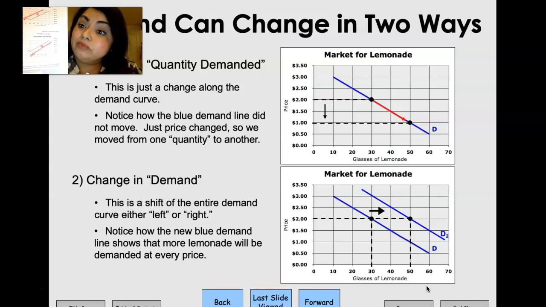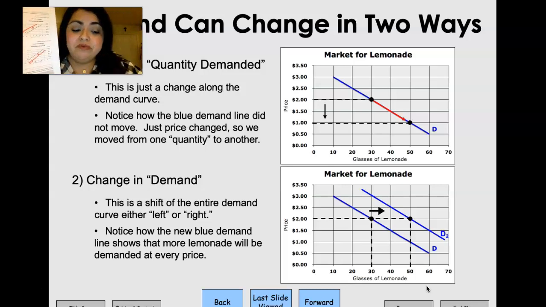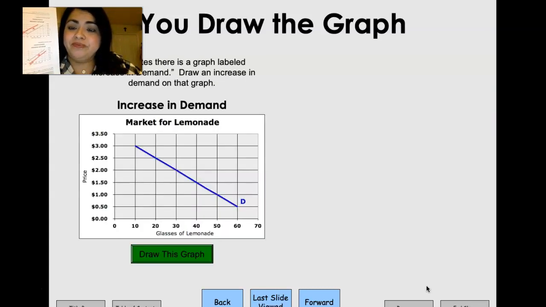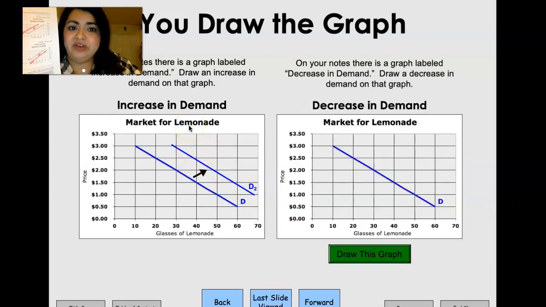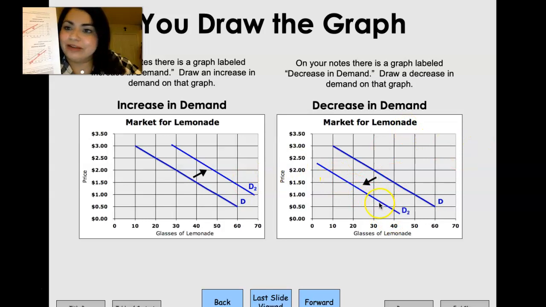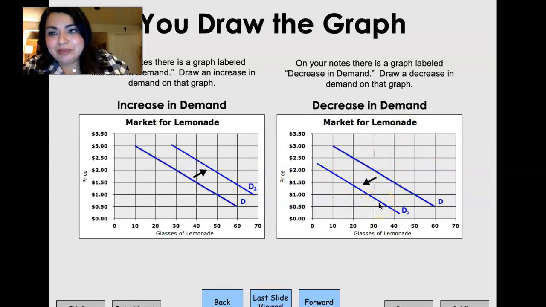Very, very simple. If the demand is going up, the line is to the right with an arrow going up. If demand is going down, the line is to the left with an arrow going down. Very, very straightforward. So here's an example. Increase, line to the right. Decrease in demand, line to the left. That's it. I'm not going to make you graph anything harder than that, so you can be grateful for that.